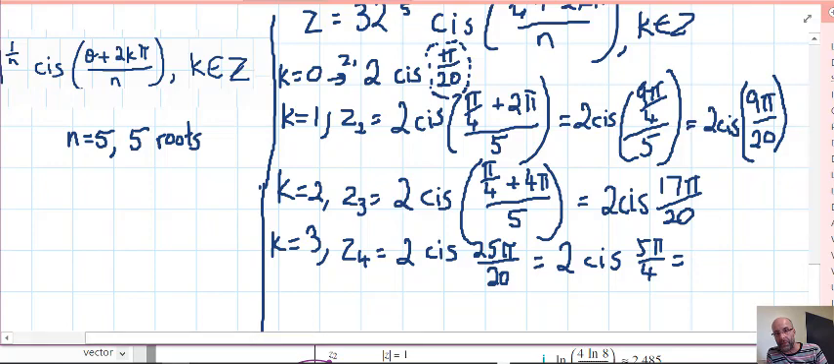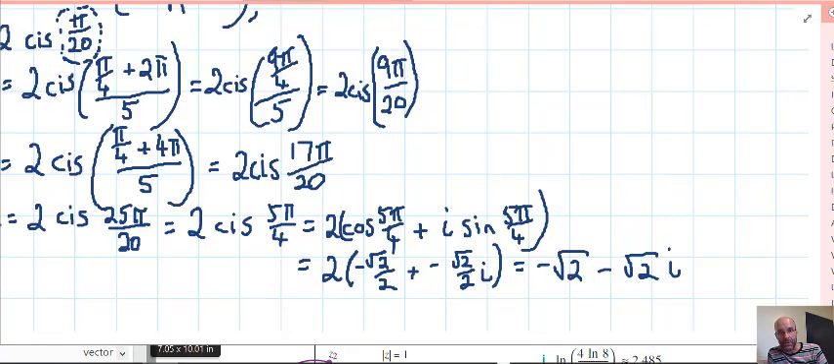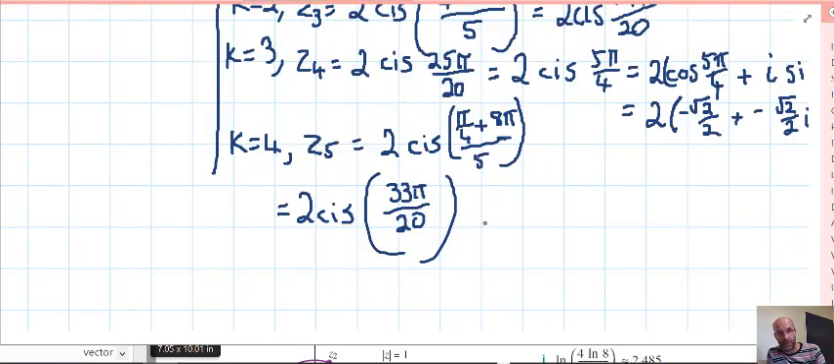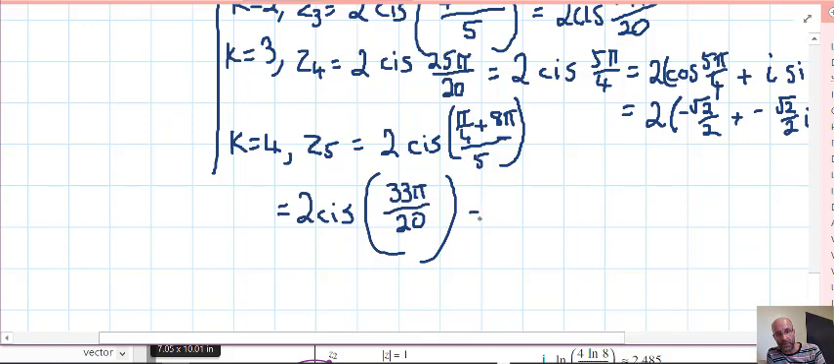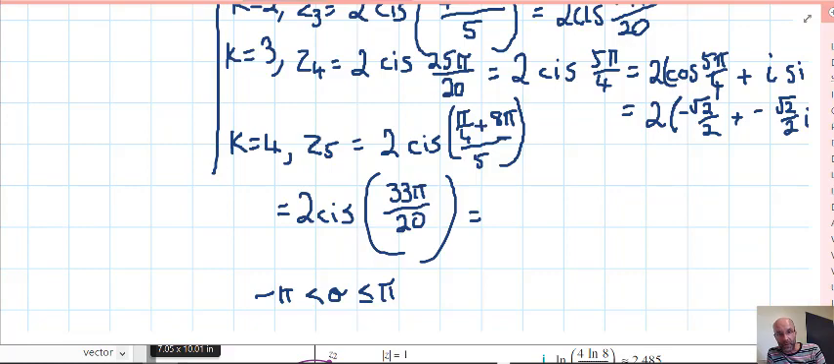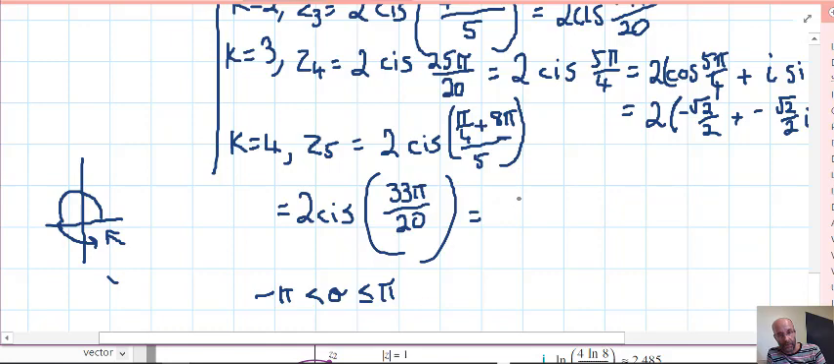So if you think about it, that's in the third quadrant. That one can simplify into Cartesian form, as you can see. And that one's 2 cis 33 pi on 20. It's best to write it in its principal argument. Remember, that's it there. Now, if we look at that, 20 pi on 20 is pi. So we need to look at that. So 33 pi on 20 is way around there, so you'd actually use the negative complement there, and so that would more correctly, preferably be written as that.